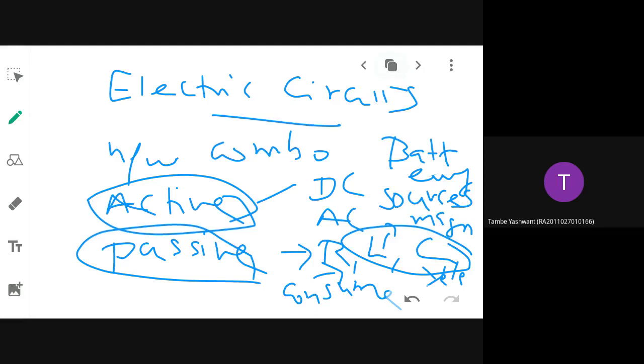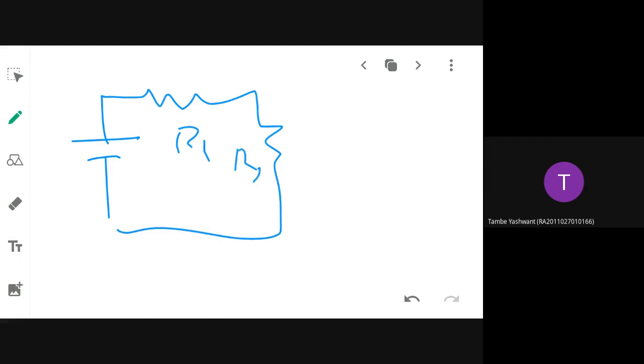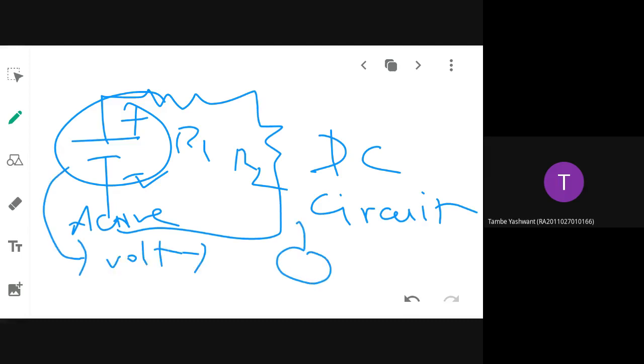Suppose an electric circuit has one source and only resistances, like this R1, R2, with V as the active source. This circuit is generally called a DC circuit, and the source is my active element, capable of generating its own energy. If I want to denote this voltage source in an equivalent fashion as a current source, this will be my current source. The direction shows how the current flows.